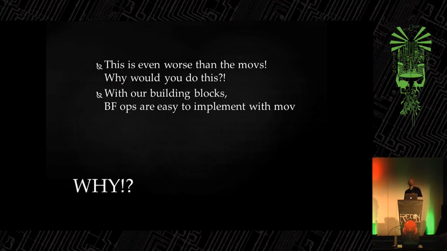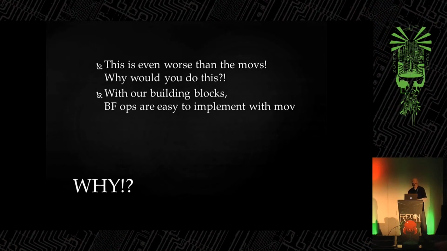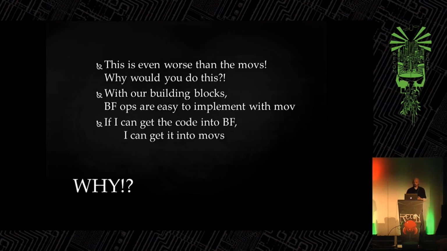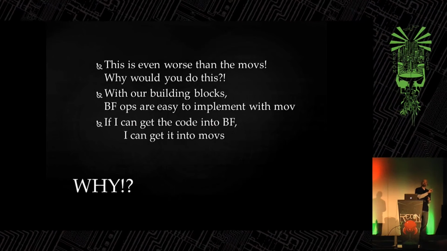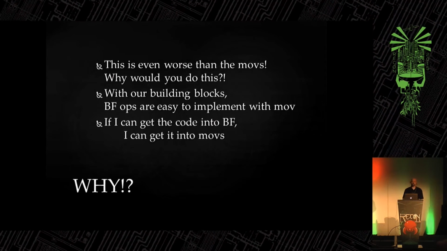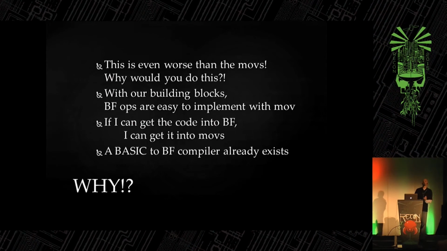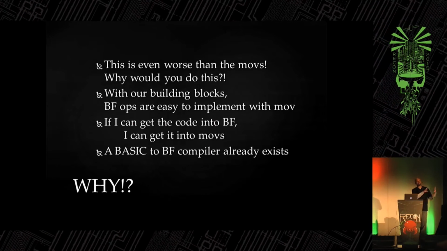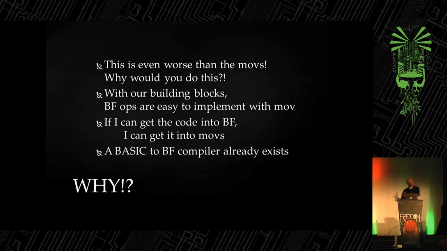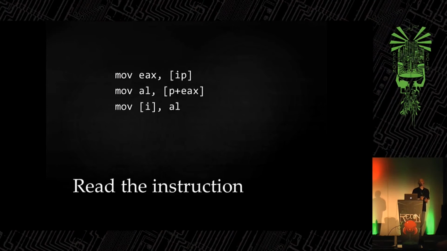Well, with the building blocks that we've already built up, the things we've already talked about, it turns out it's actually really, really easy to implement these Brainf*** operations with just the move instruction, which means that if I can get the code that I want into Brainf***, then I can easily convert it into only move operations. And going into this, I actually knew that there existed a pretty decent BASIC to Brainf*** compiler already. So by chaining together these compilers, I could actually go from BASIC into only move instructions. So let's look at how a Brainf*** to move compiler would actually work.